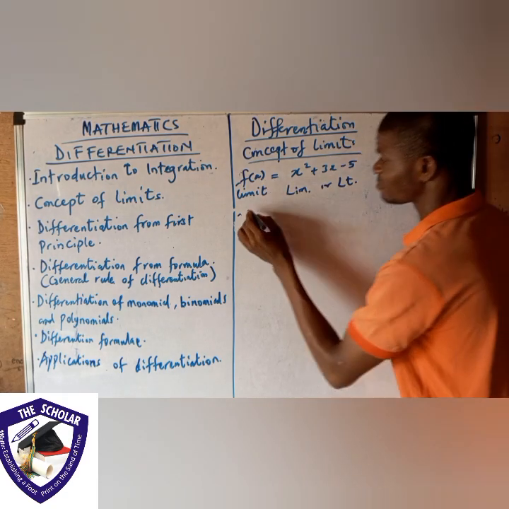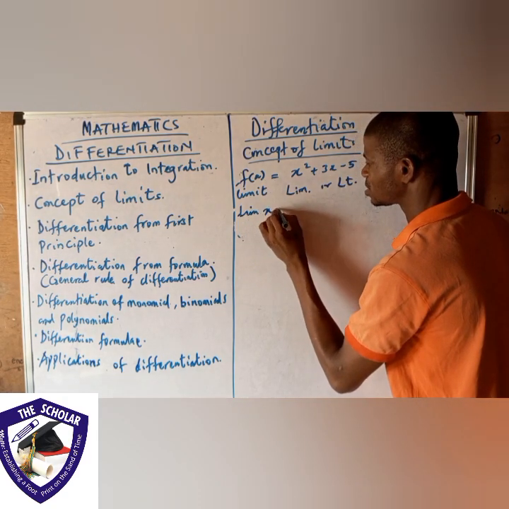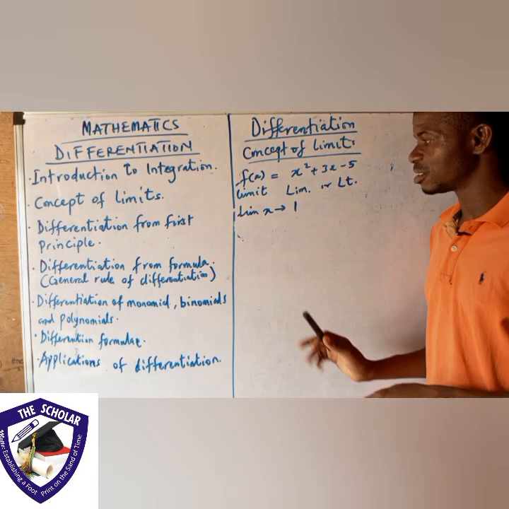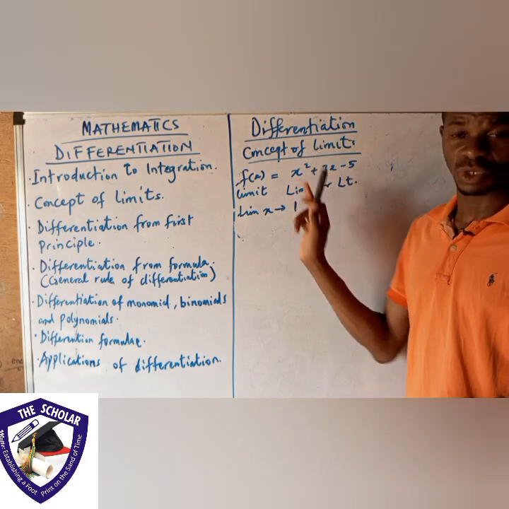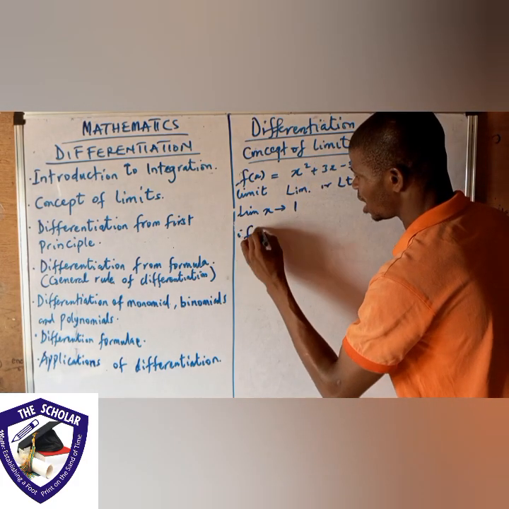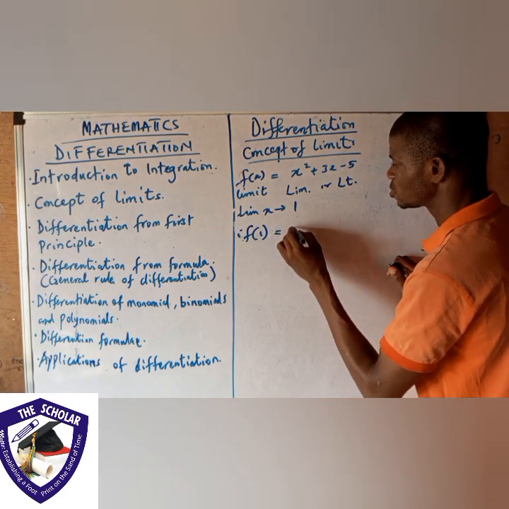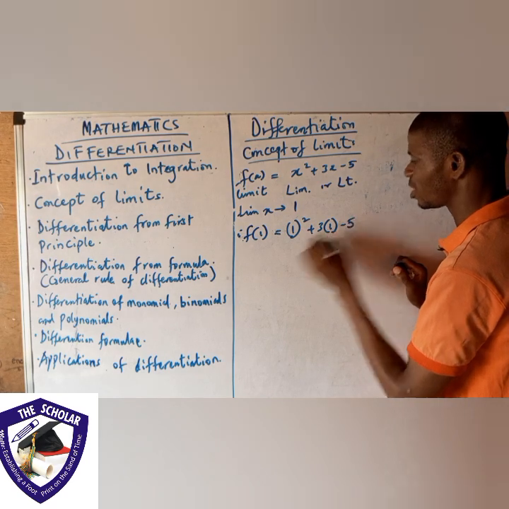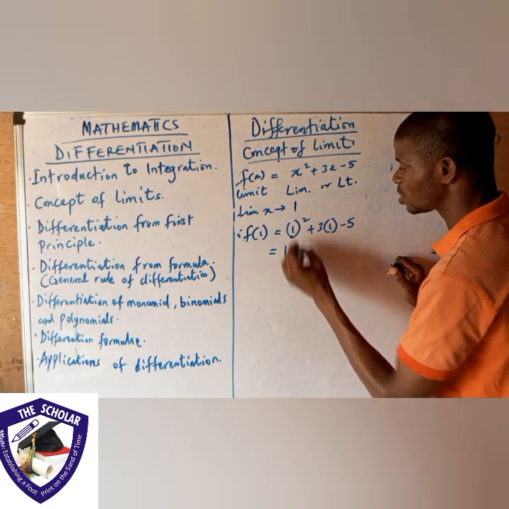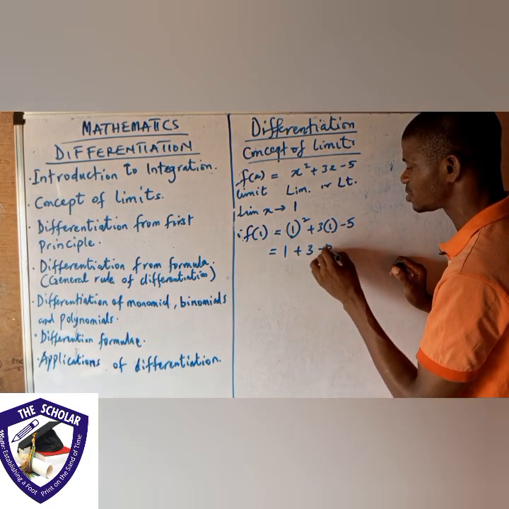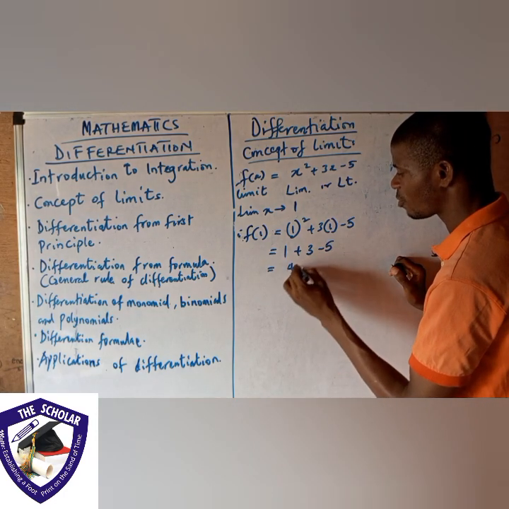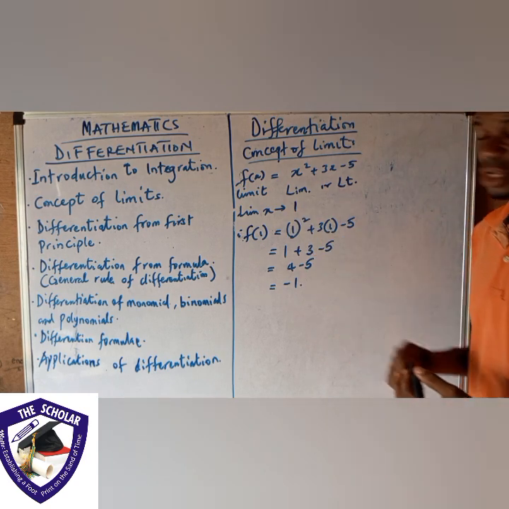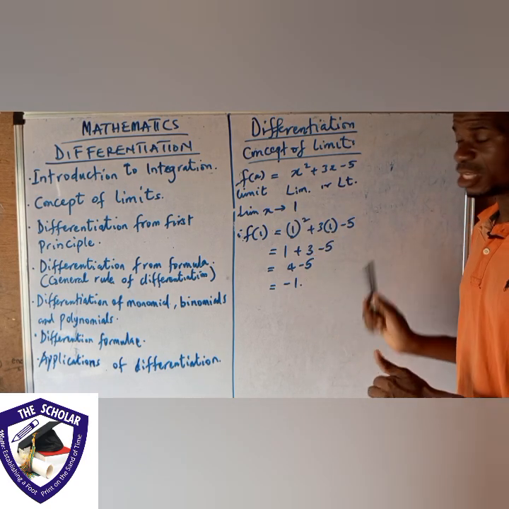So if I say lim x tends to, let's say, 1, it means that in my function here, anywhere I see x, I will replace it with 1. So that means I have f of 1 equals 1 raised to power 2 plus 3 into 1 minus 5. And that will give me 1 squared is 1, plus 3 times 1, 3, minus 5, which will give us 4 minus 5, and that results in minus 1. That is the meaning of that limit, which is the linear limit.